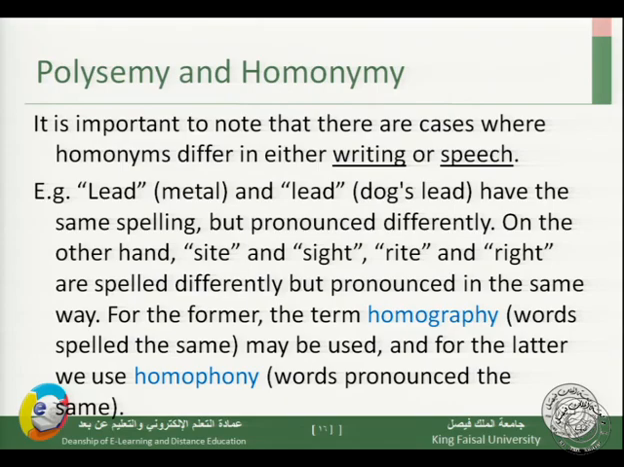Of course, we also have homonyms that are spelled and pronounced the same way, like we saw in the case of the word bank. Bank has the same spelling, the same pronunciation, and yet it has two different unrelated meanings. So here we have three cases of homonymy. One in which the spelling and the pronunciation are the same, another in which the spelling is different and the pronunciation is the same, and the third in which the spelling is the same but the pronunciation is different, and we have a term for each of these.